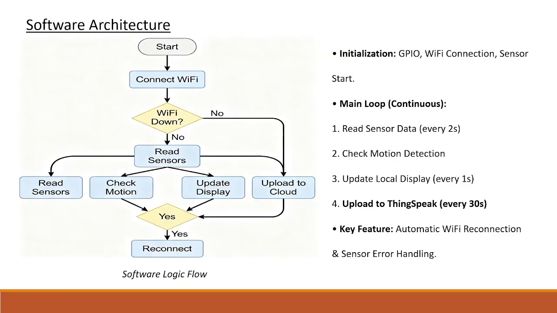The software architecture follows a modular design. On startup, the system initializes GPIO pins, connects to Wi-Fi, and starts sensor readings. The main loop continuously reads sensor data every 2 seconds, checks for motion detection, updates the local display every second, and uploads to ThingSpeak every 30 seconds. We implement error handling for sensor failures and automatic Wi-Fi reconnection. The code is written in Arduino C++ and uses standard libraries for ESP8266 and sensors.